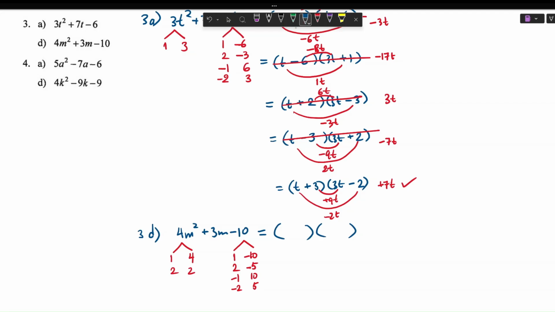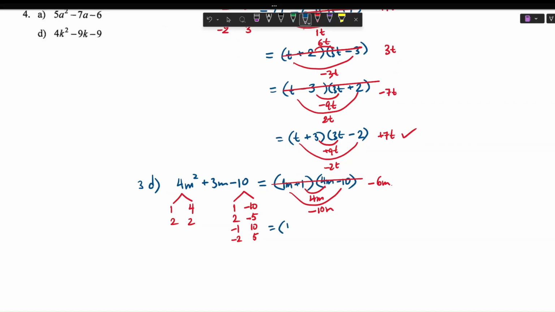Let's try them out. So we have 1m, or just m, times 4m, and then 1 and negative 10. If we check the middle terms now, you get 4m and negative 10m, so it's like negative 6m. Not what you wanted, so let's try something different.